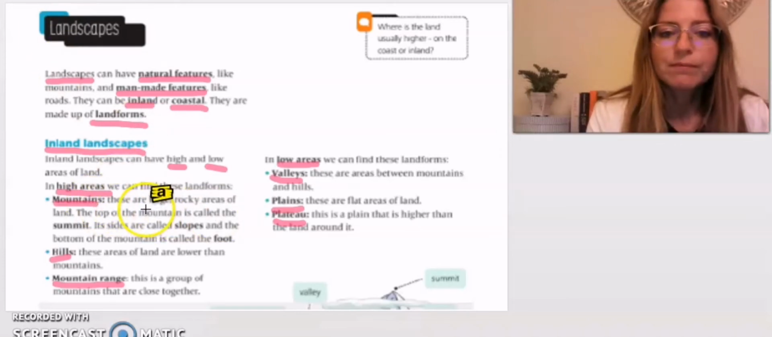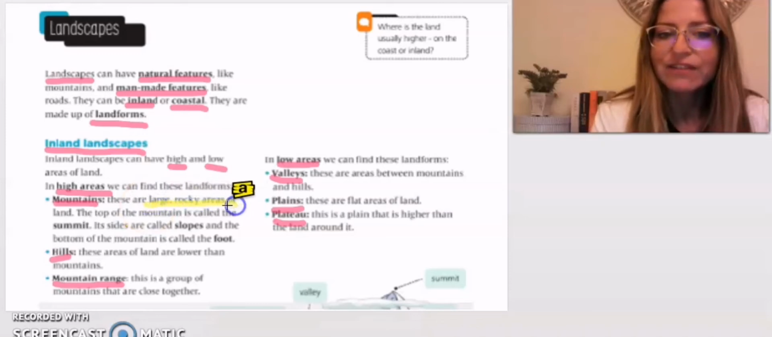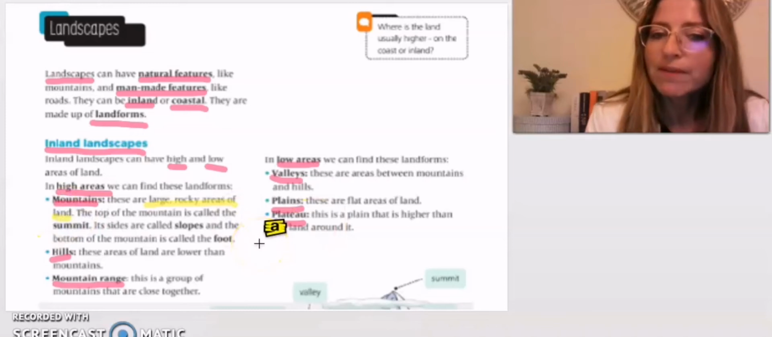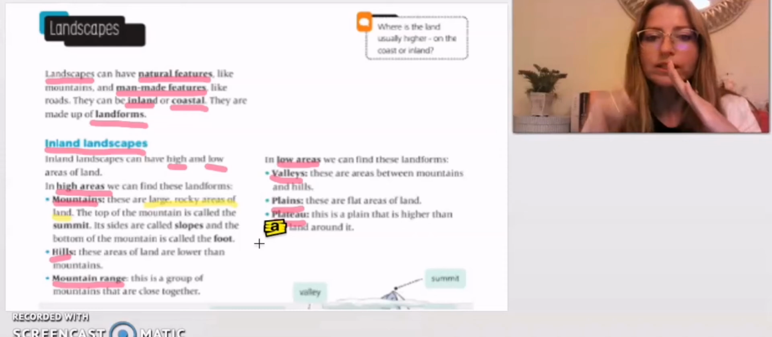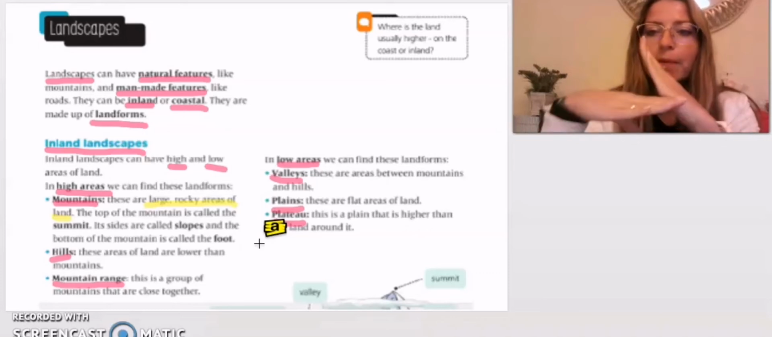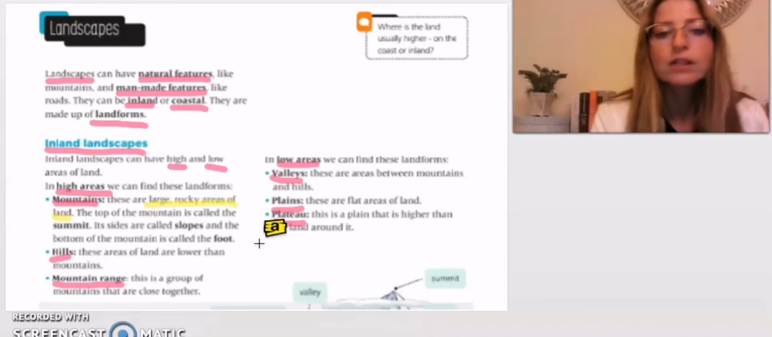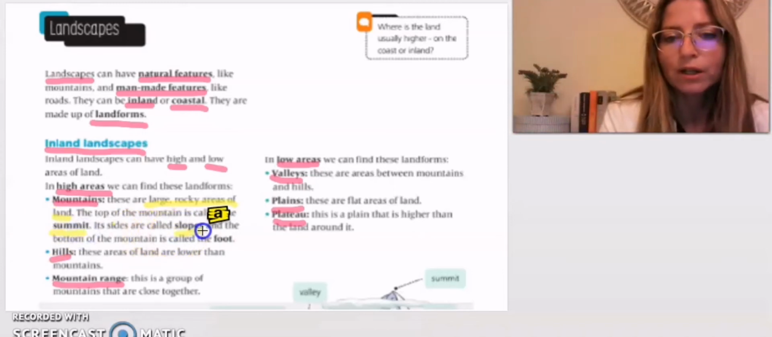Mountains. Mountains are large rocky areas of land. The top of the mountain is called the summit. The sides are called the slopes. And the bottom of the mountain is the foot. So I'm going to underline also the three parts of the mountain.